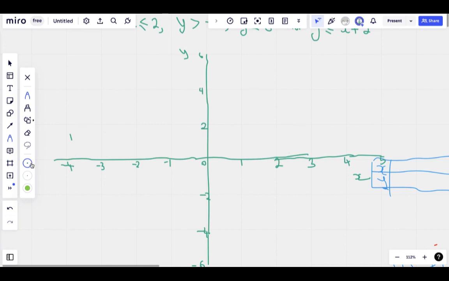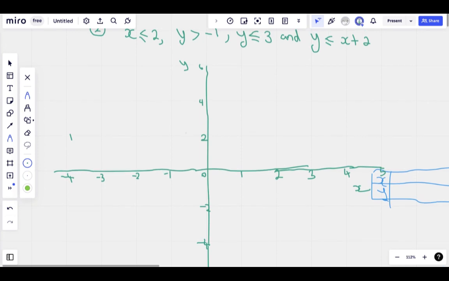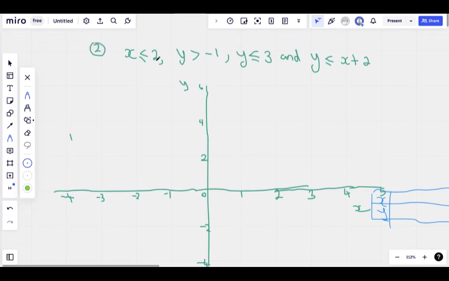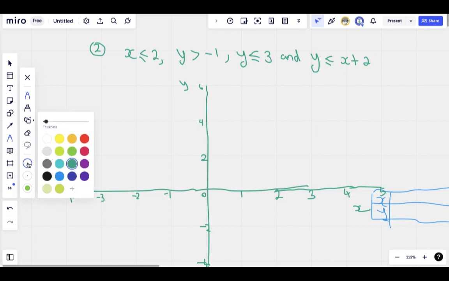Now let's begin to put each inequality in the graph. Remember I said when you have lesser than or equal to, you must use a solid line. Do you remember that?